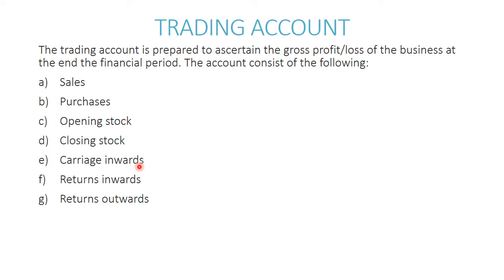But it is worth noting that carriage outwards is not treated in the trading account. It's not a trading account item. That's the reason why it is missing here. So in the trading account, we will only talk about the carriage inwards, which is a direct expense because it is part of the cost of buying goods that we are selling in the business. Of course, there are other direct expenses which we may tackle in the next video. But for now, we are just looking at the carriage inwards, which is a direct expense because it is directly related to the goods that we are selling in the business.